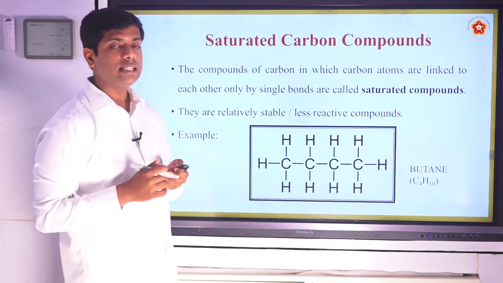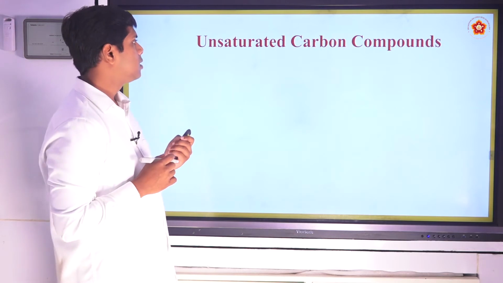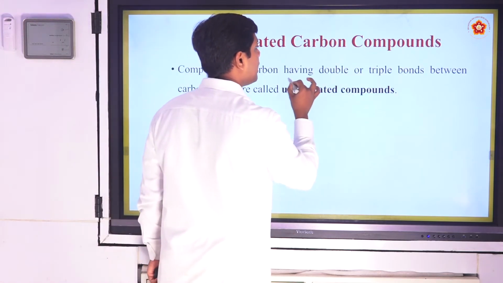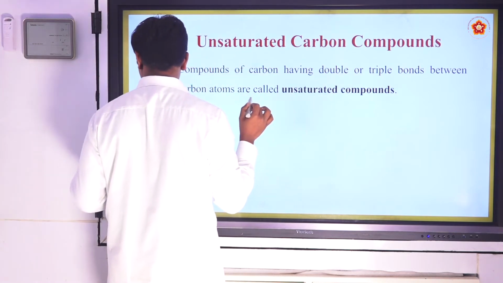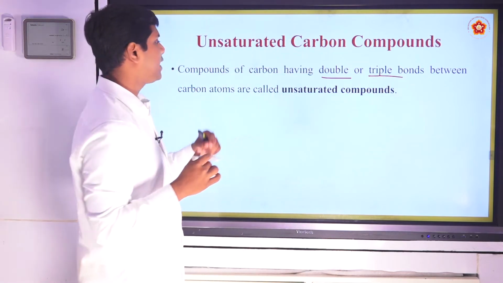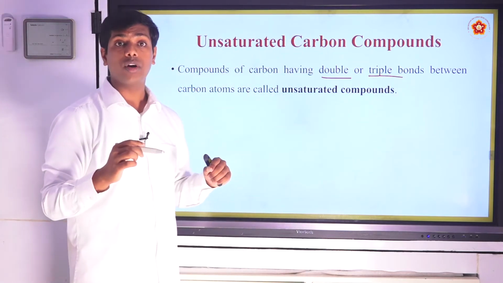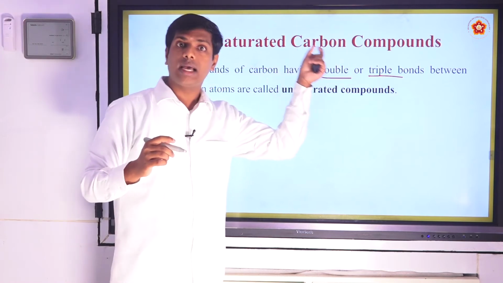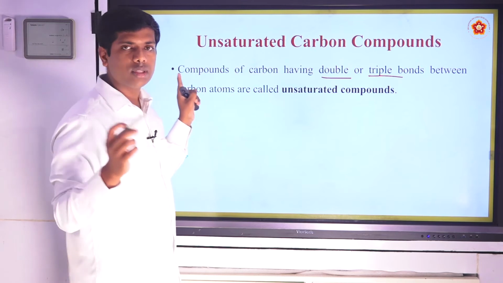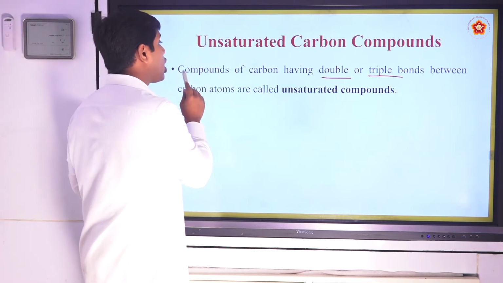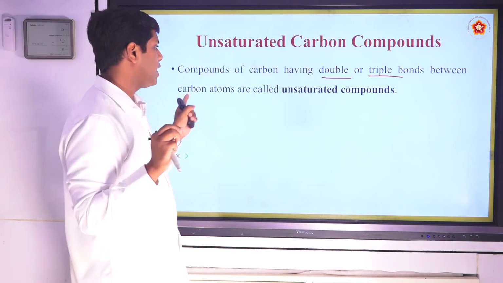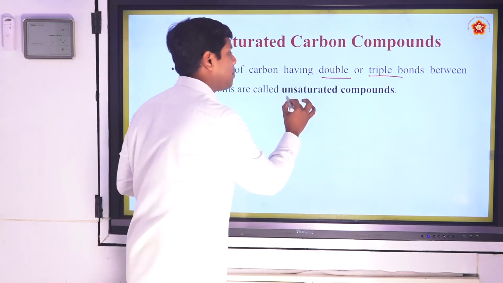Let us look at what unsaturated compounds are. Let us look at the definition, very important. Compounds of carbon having double or triple bonds between the carbon atoms are called unsaturated compounds. It may be double bonds or it may be triple bonds. Once again, compounds of carbon having double or triple bonds between the carbon atoms are called unsaturated compounds.